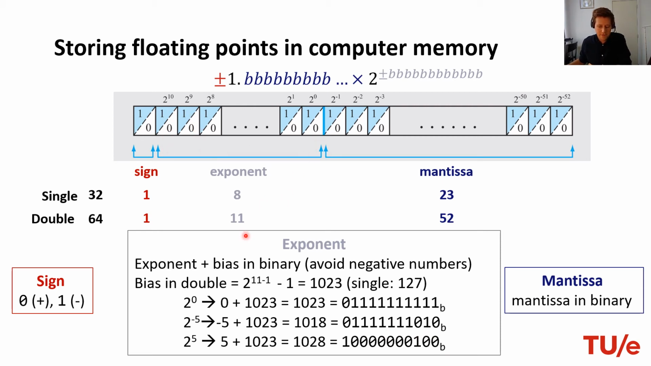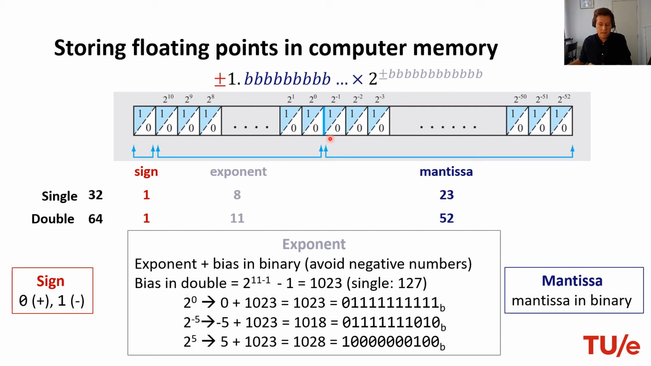So that's a trick that's being used. There is a bias to be added to the actual exponent in order to avoid having to store an additional bit here for the sign of the exponent. So we only store positive numbers here for the exponent plus bias. Now this will become more clear when we look at some examples in the next slides.